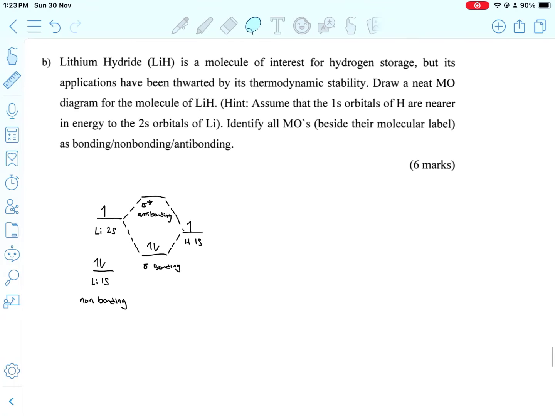Part B of this question asks us to draw the lithium hydride. They already give us a hint that the 2s orbital of the lithium will bond with the 1s orbital. So if you draw it, it will look something like that. And the 1s orbital of the lithium would be non-bonding, that's why I drew it there. For this one, the lithium is actually higher in energy than the hydrogen, so that's why the orbital is a bit higher.